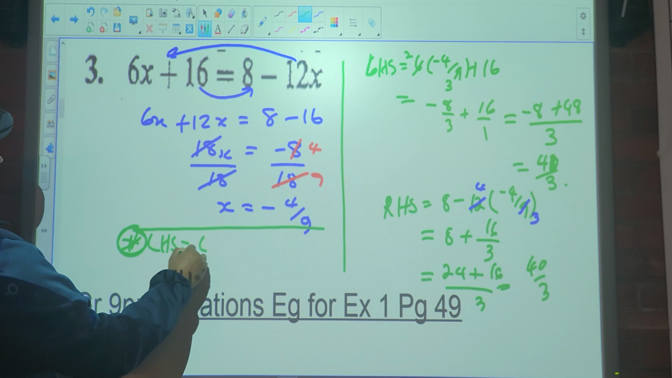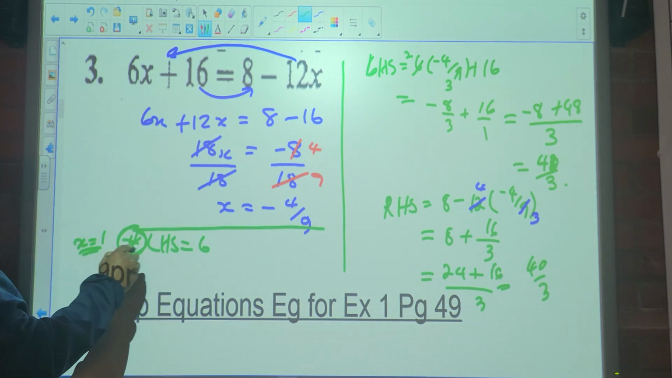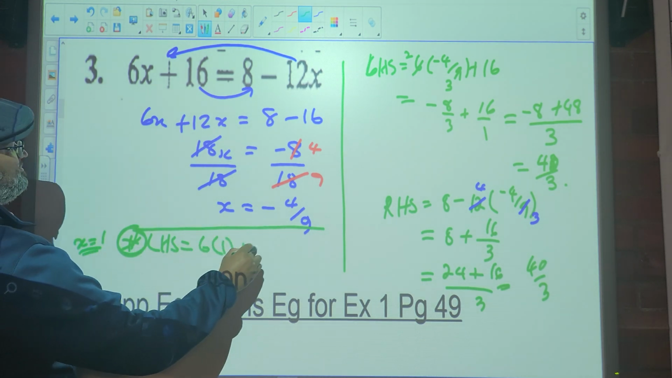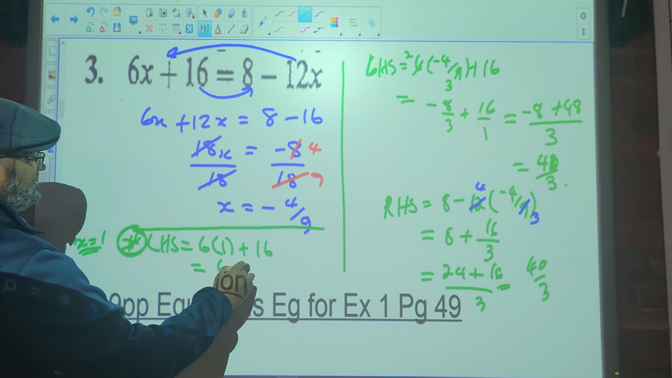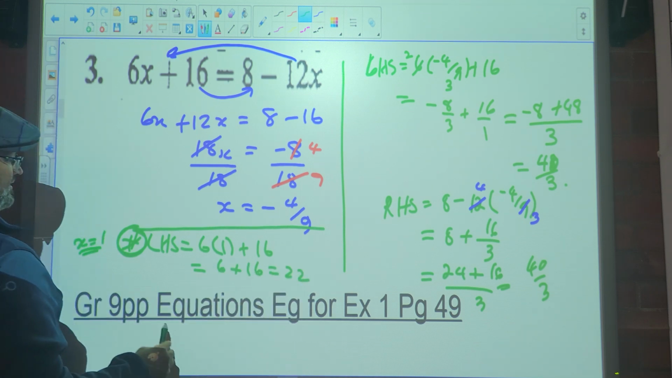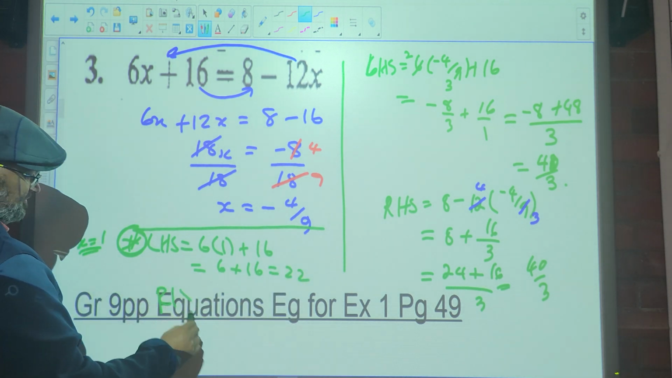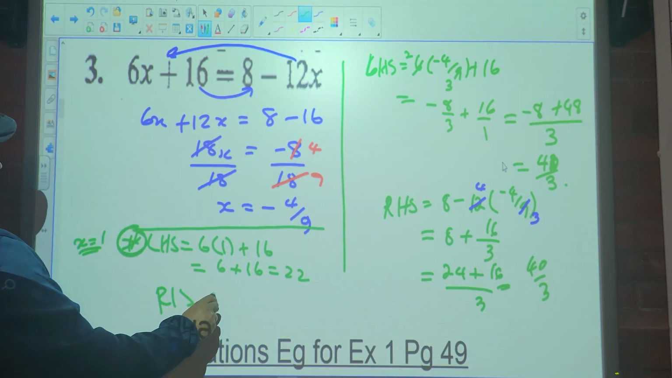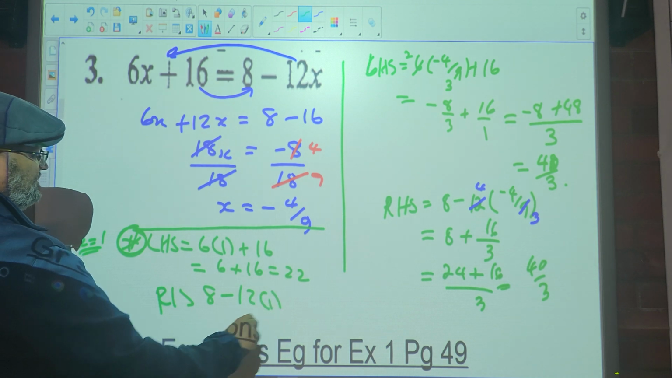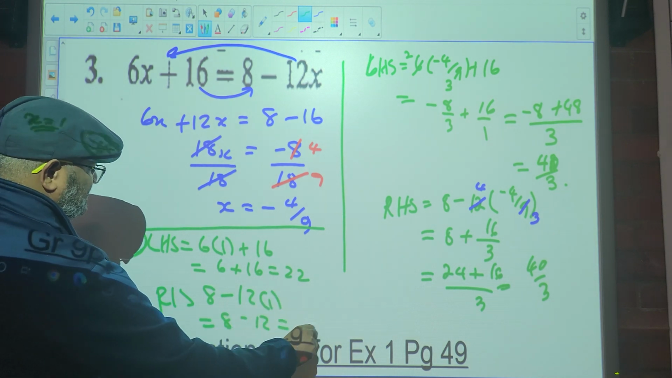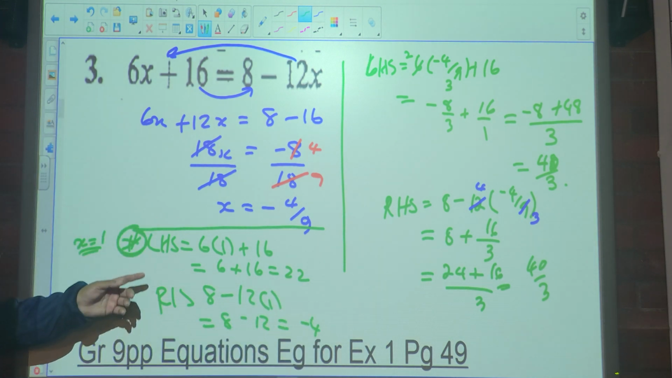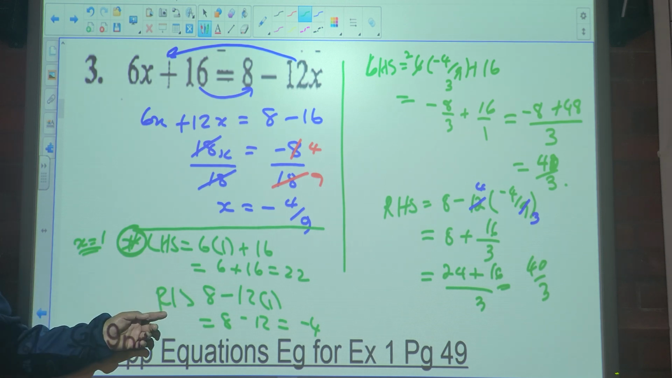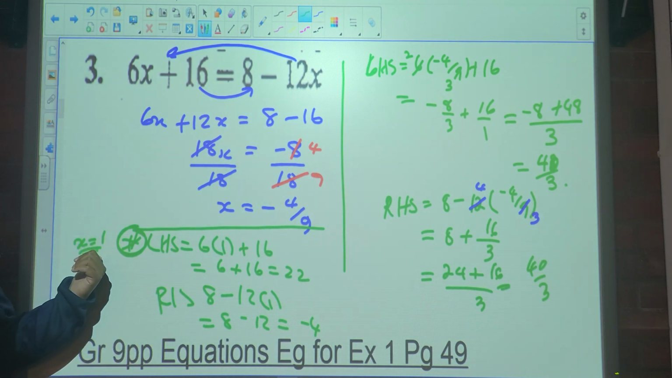Left hand side, if x is equal to 1, there is going to be 6 times 1 plus 16, which is 6 plus 16, which is 22. Let's look at the right hand side. The right hand side would have been 8 minus 12 times 1, which is 8 minus 12, which is negative. Can you see the left hand side is not equal to the right hand side? So then of course that wasn't a solution.